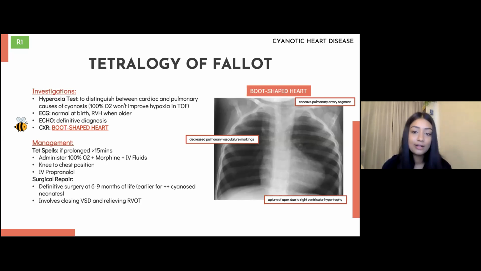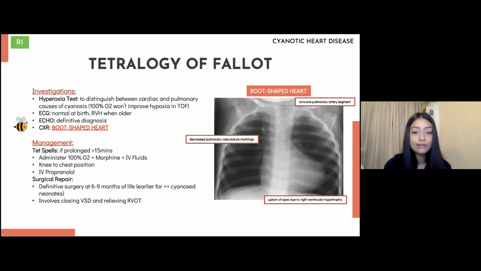So in terms of management, TET spells are usually self-limiting and followed by a period of sleep, or the child just needing to rest and calm down after that moment. But if it goes for longer than 15 minutes, they do require prompt treatment with oxygen, sedation, and pain relief if possible. And if all those initial steps don't work, you can also assist, if it's a young baby, put their knees to chest, thinking about the purpose of squatting is to increase their systemic vascular resistance. They can try those measures too. If that isn't working, they can also consider IV propranolol, which acts as a peripheral vasoconstrictor and also to relieve some of the pulmonary muscular obstruction.